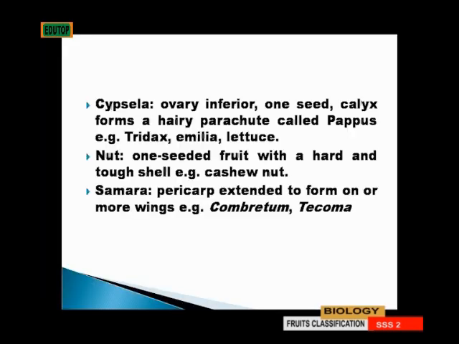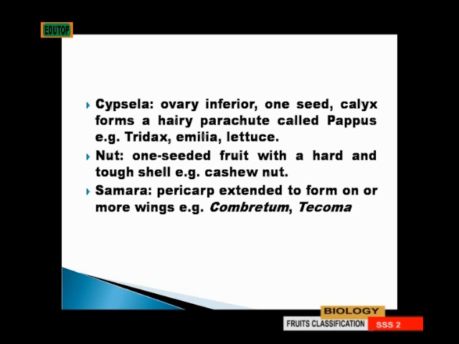Then cypsela is another type of indehiscent fruit. The ovary is inferior. It has one seed. Then the calyx forms a hairy parachute called the pappus. Examples are Tridax procumbens, Emilia coccinea, and lettuce.